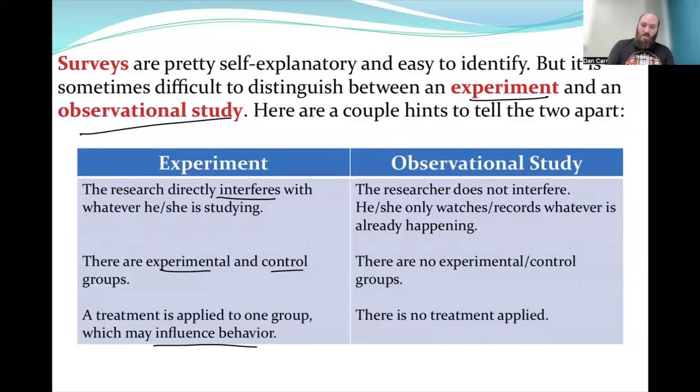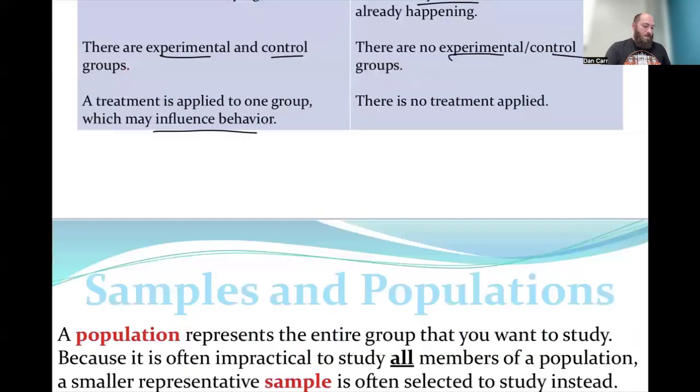Whereas in an observational study, the researcher does not interfere, only watches or records whatever is already happening. And there are no experimental or control groups. It's just simply the observations there. There is no treatment applied, so there's nothing to study any changes of.